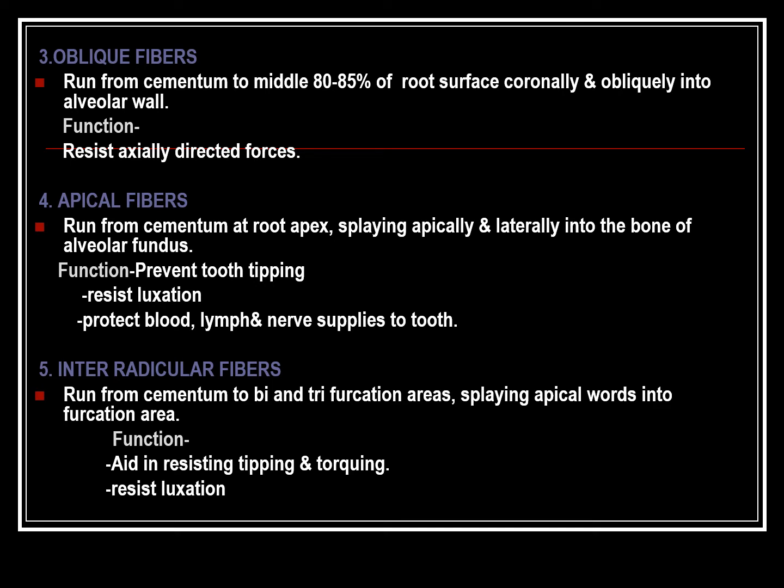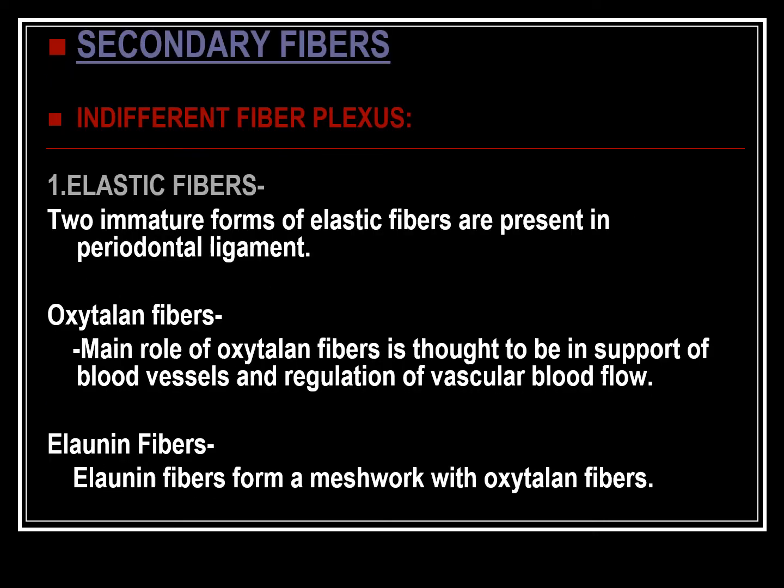And in the case when there are 3 roots, we call it a trifurcated tooth, and between these 3 roots there are fibers which are running. They are also called interradicular fibers. So in a single tooth, when we have got more number of roots, the fibers which are running are called interradicular fibers. They help in splaying apical fibers into the furcation areas, and their function is to aid in resisting the tipping and the torquing forces. It also resists the luxation of a tooth.